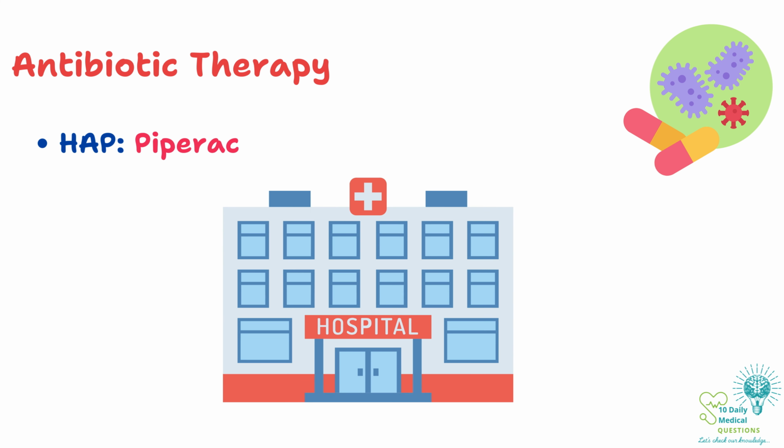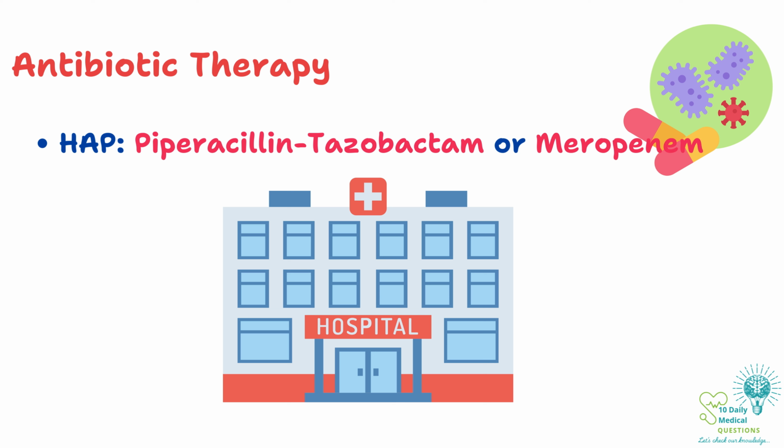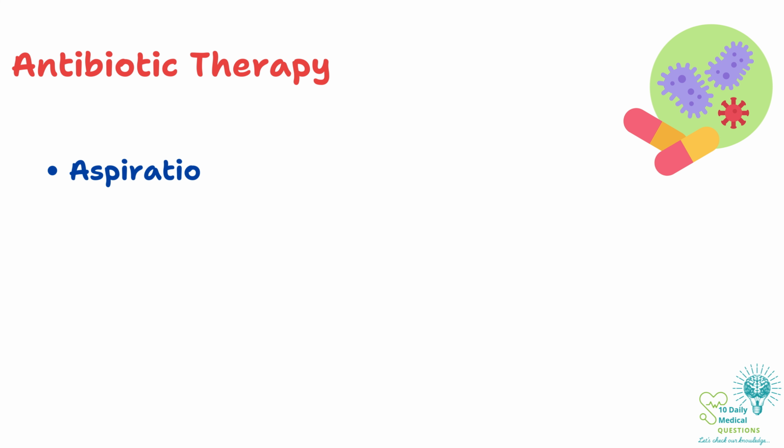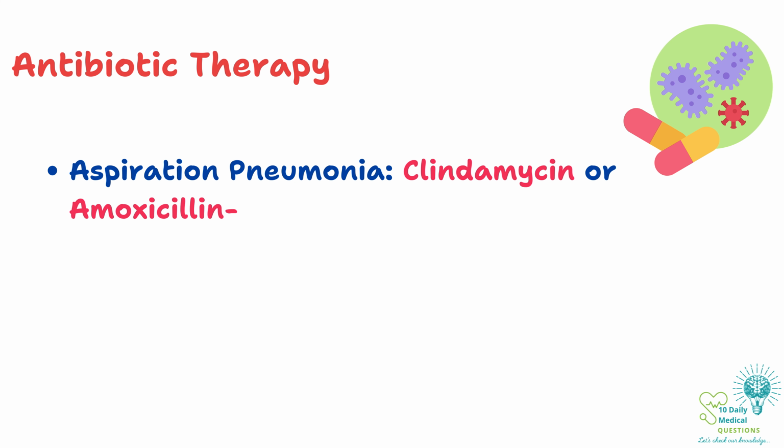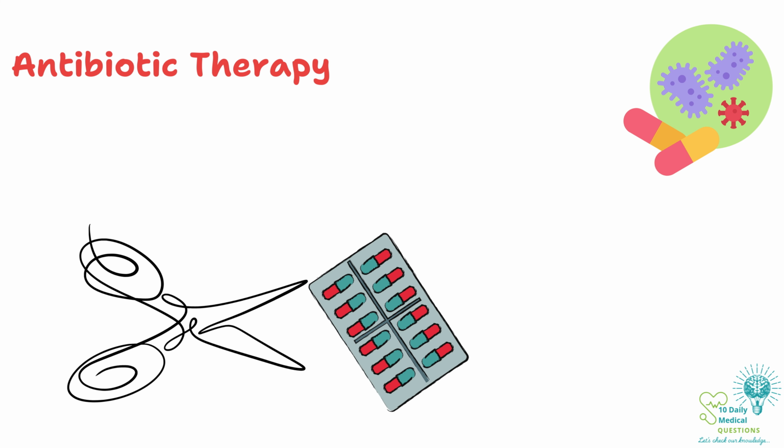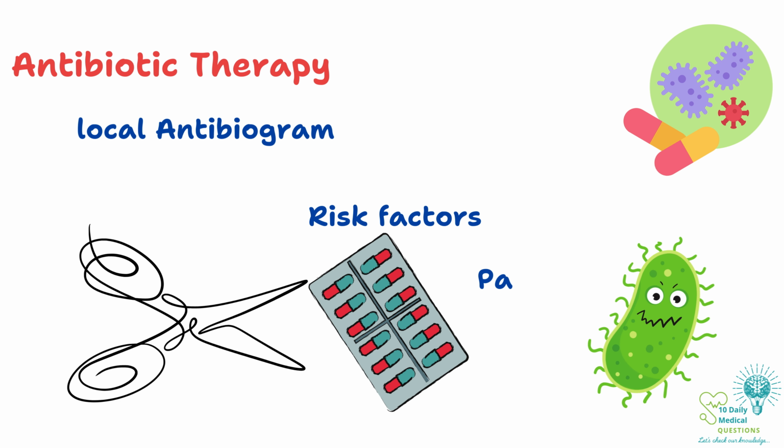HAP: empiric coverage often includes piperacillin-tazobactam or meropenem to target gram-negative and resistant organisms. Aspiration pneumonia: if anaerobes are suspected, clindamycin or amoxicillin-clavulanate is appropriate. It is crucial to tailor therapy based on local antibiograms, patient's risk factors, and specific pathogen identification whenever possible.